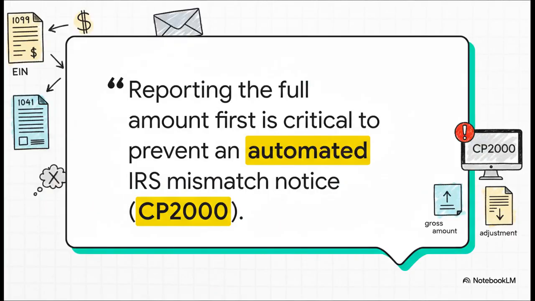And listen, I really can't stress this enough. That first step, it is absolutely non-negotiable. Why? Because the IRS has an automated computer system. If it sees a 1099 was issued to the trust's tax ID, but it doesn't see that exact gross amount reported on the trust's return, it's going to automatically kick out a CP2000 mismatch notice. You have to show them you got it first, then you can explain why it's not all yours.